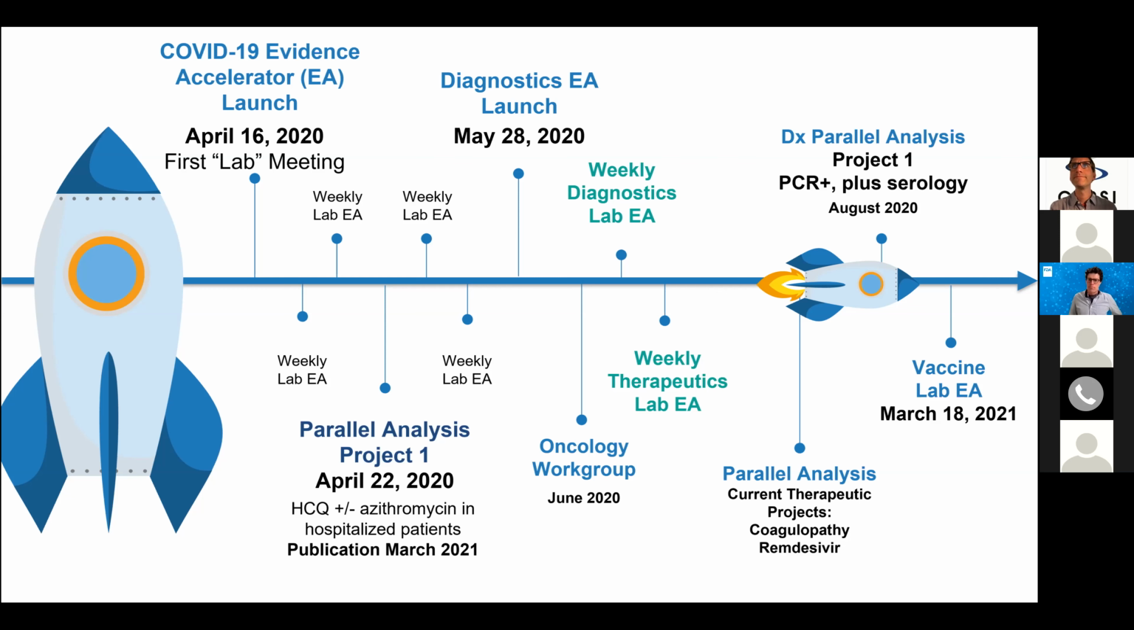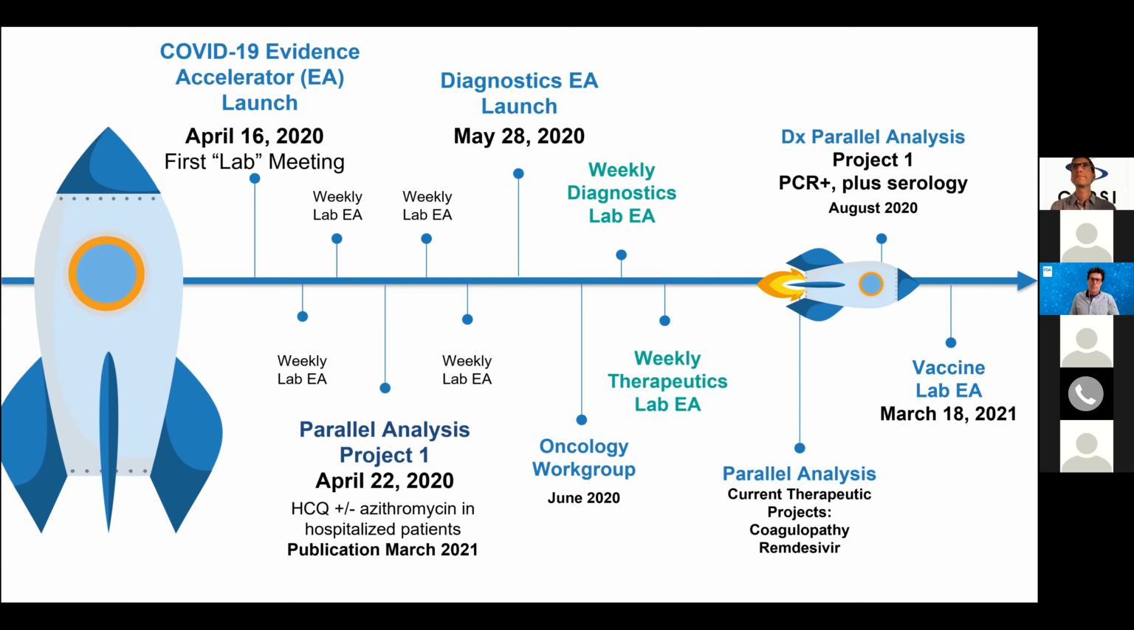And to this point, the Evidence Accelerator has convened well over 60, probably more in the range of 80 virtual meetings. Initially, they were weekly. Now they're bi-weekly. Several hundred participants over that period of time. And a lot of useful work has gone on with several specific targeted projects, a couple of which I'm going to talk about in more detail in the remaining minutes of this conversation.